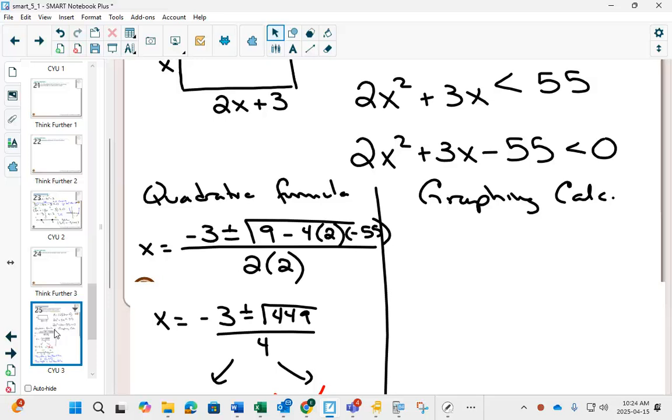Okay, questions for practice on this one? Circle 8 and 13.